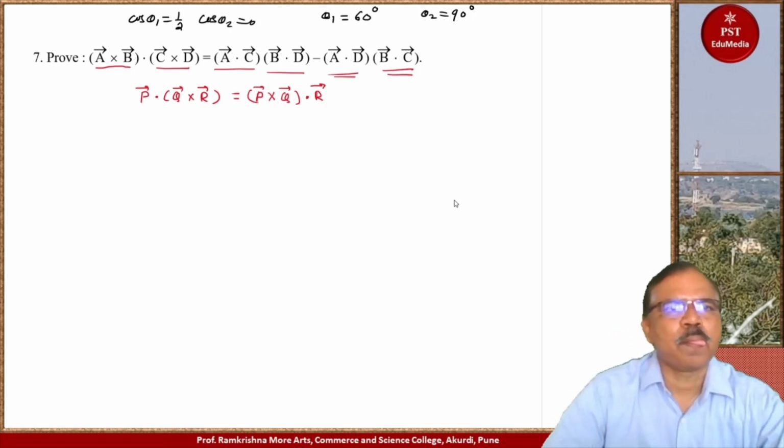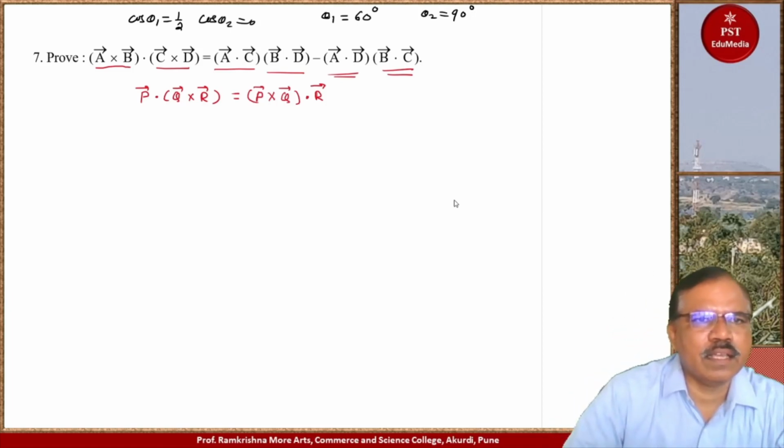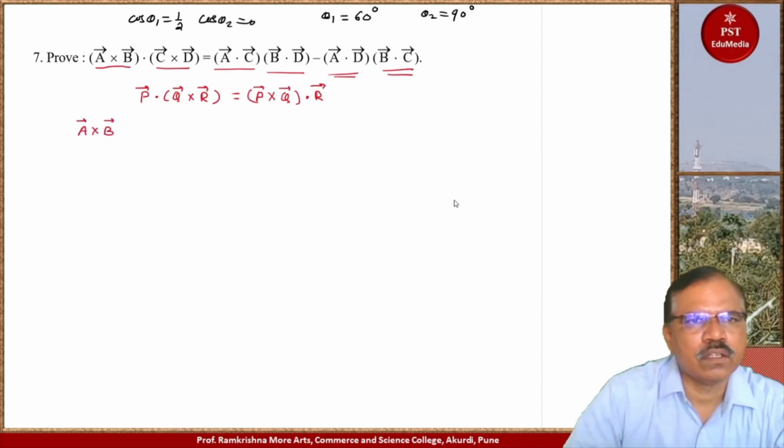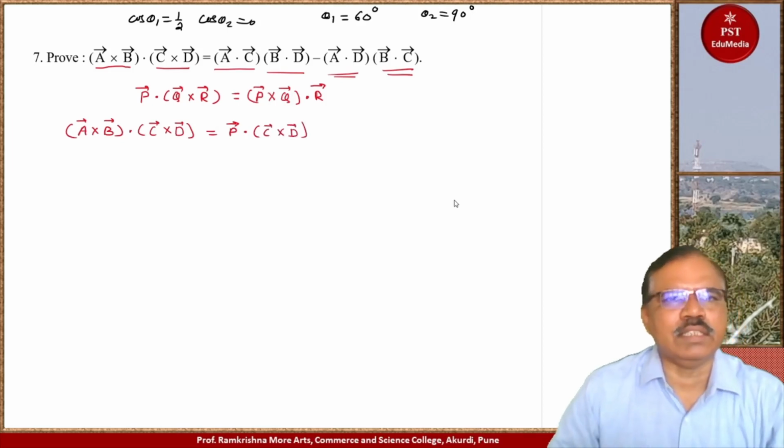So here now let us take this A cross B dot C cross D. So I can write this as P dot C cross D, where I have taken P as the vector A cross B.